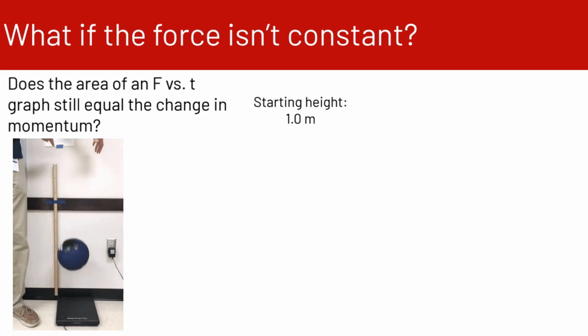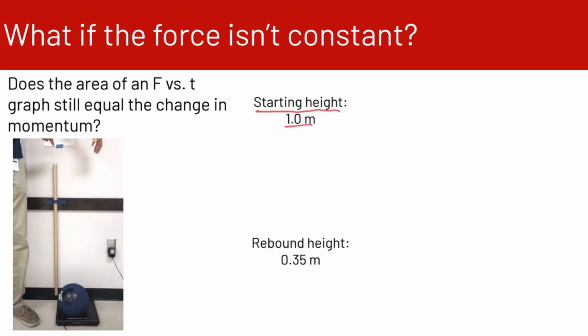We have a starting height for the ball at 1 meter. When the ball hits the force sensor and rebounds up, it rebounds to a height of 0.35 meters. So the question is, does the area of a force versus time graph still equal the change in momentum if the force isn't constant? And the answer is yes, and we're going to show how that's true.